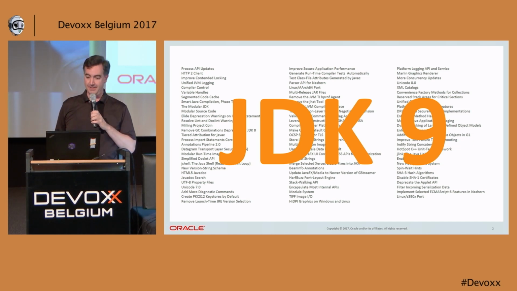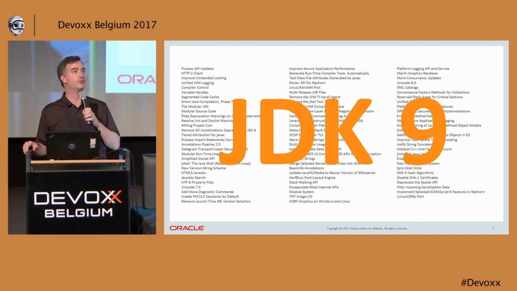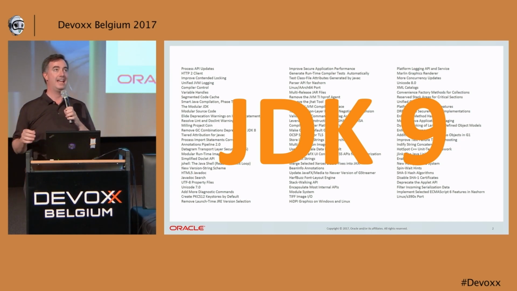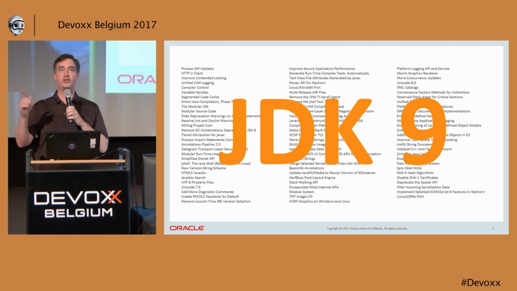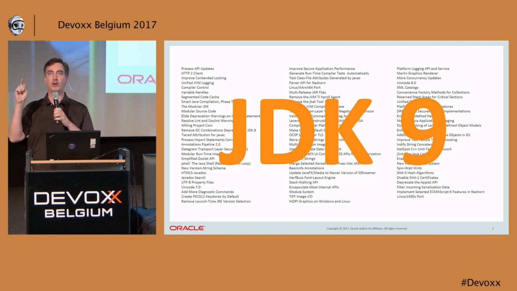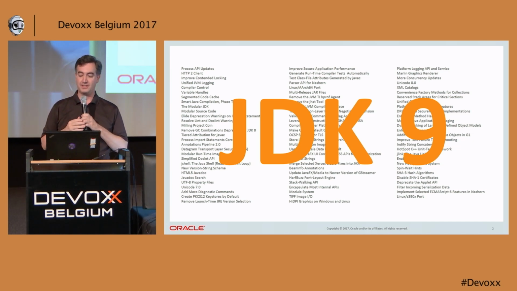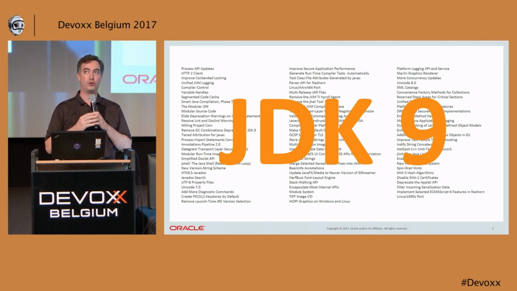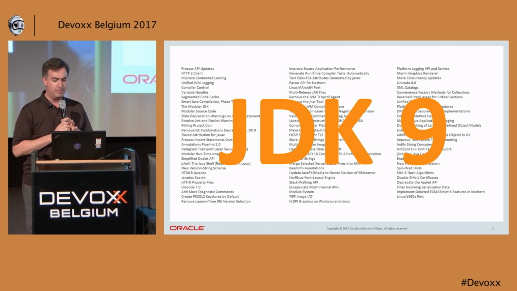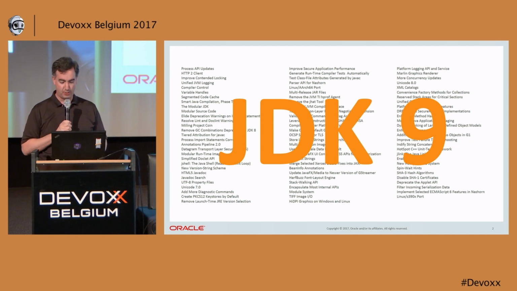JDK 9 is here, and there's a lot in it. Some of the features are performance improvements, such as compact strings. Some are tooling improvements, like the search box in Javadoc and the new JShell tool. Quick show of hands. Who's tried JShell? A lot of hands. Right answer. Other features are updates to existing features, such as support for Unicode 8. But the main feature, and the one that's taken many years to come to fruition, is the module system.